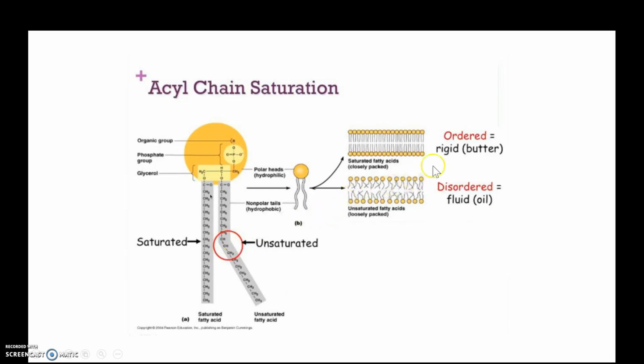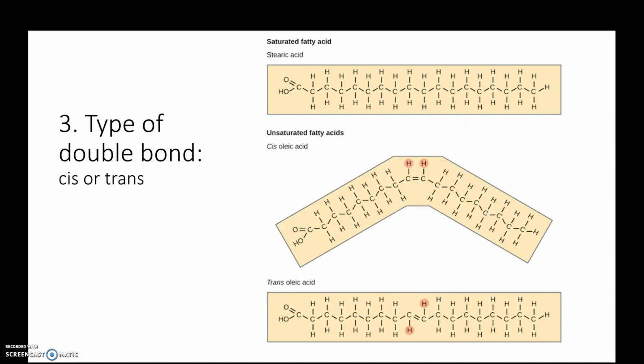And you can see from this figure on the right-hand side, when you have saturated fatty acids, it creates this compact structure, and you can think of butter, like it makes it more rigid, basically, as opposed to when you have these little kinks, it makes it more fluid, and you can think in your mind about oils versus butter when you think about saturated versus unsaturated.